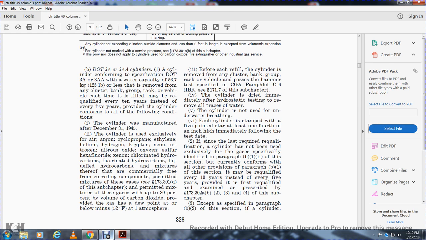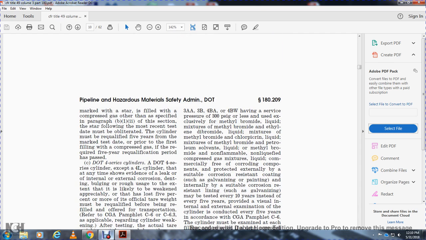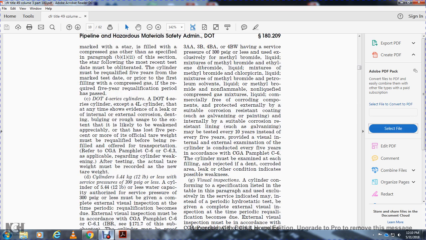Prior to the first requalification examination prescribed in 173.302a, B2, 3, and 4 of this subchapter, except as specified in paragraph B2 of this section, if the cylinder is marked with a star and filled with compressed gas other than those specified in paragraph B1-2 of this section, the star found with the most recent test date must be obliterated, and the cylinder must be requalified 5 years from the marked test date. However, it may not be filled with compressed gas until the required 5-year requalification period has passed.